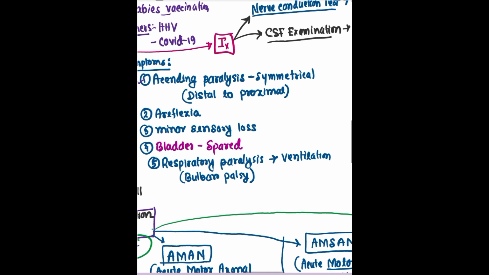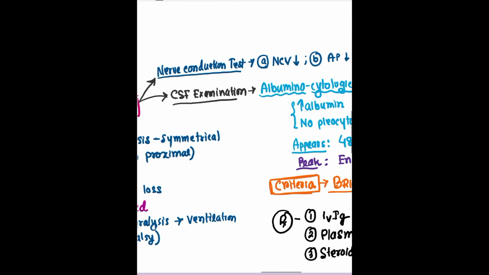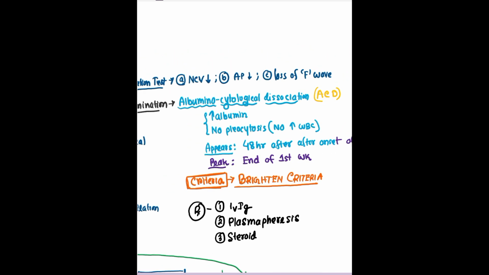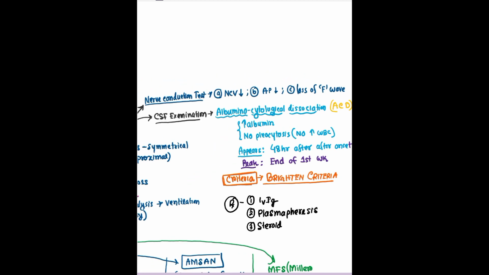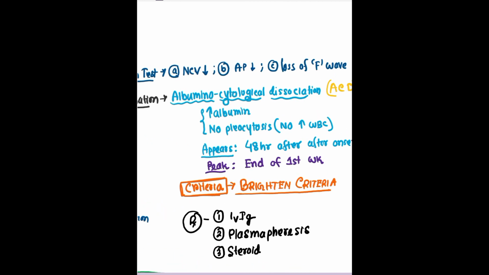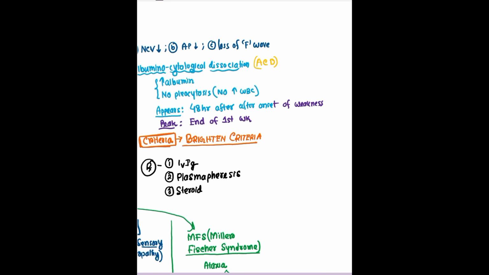In the investigation, as it involves the nerve, a nerve conduction test should be done. In the nerve conduction test, nerve conduction velocity will be decreased, action potential decreased and loss of the F wave. Cerebrospinal fluid examination reveals albuminocytological dissociation, which means the albumin is increased, with no pleocytosis, no increase in the WBC count in the CSF. It appears 48 hours after the onset of weakness, and it reaches peak level at 1 week of onset of the illness.